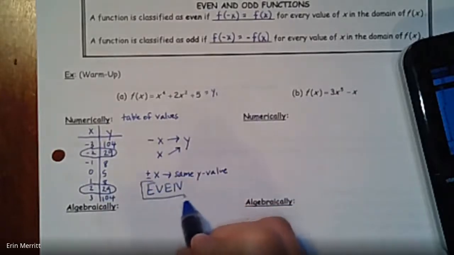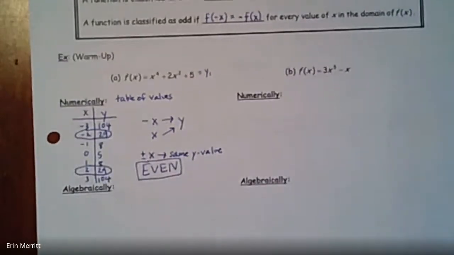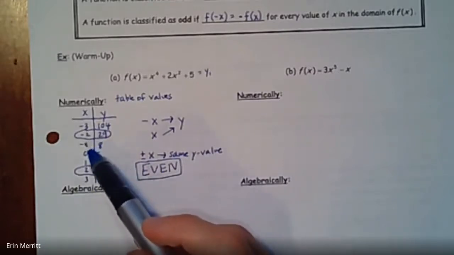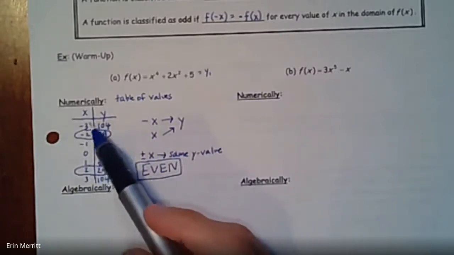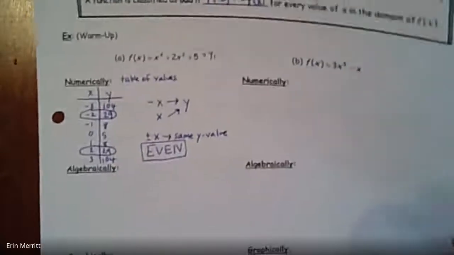All right. So if we think that this thing is even, what we want to look at, and keep in mind, I didn't mean it just for one x value, multiple x values. So -1 goes to 8, +1 goes to 8. -3 goes to 104, +3 goes to 104. It's a consistent pattern, not just one particular instance.